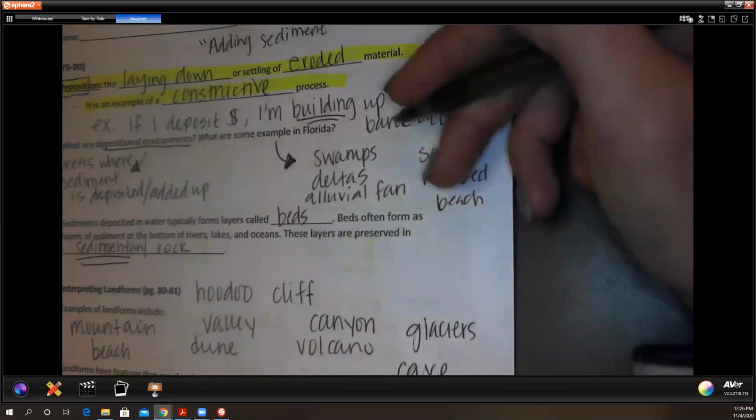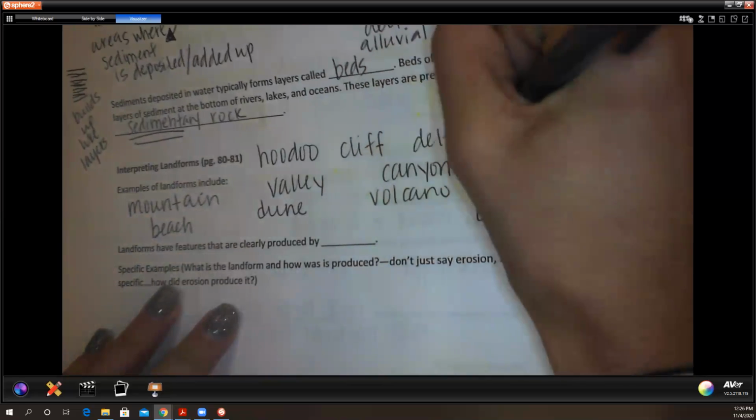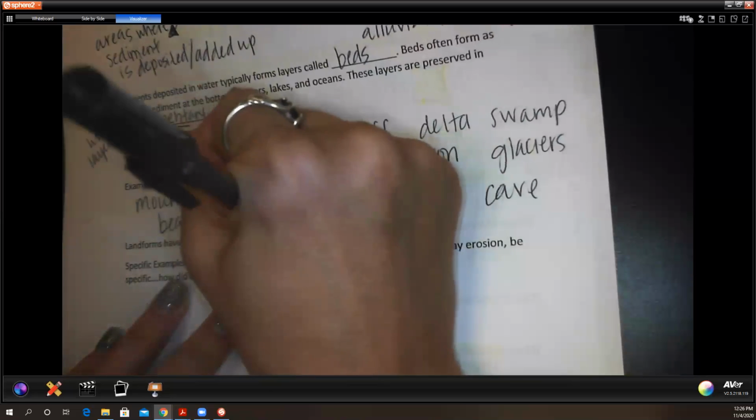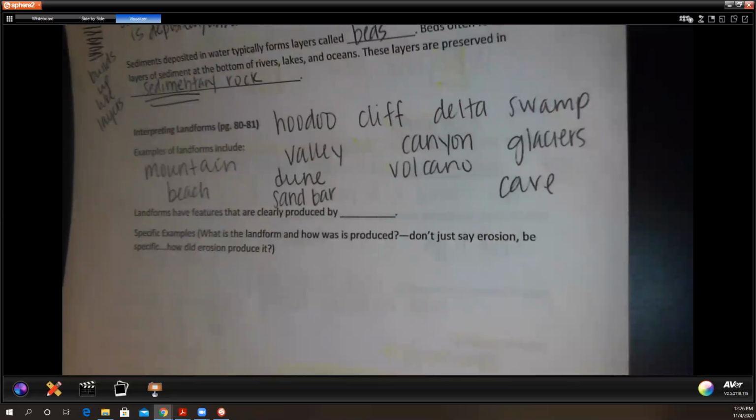If you were looking up above, we talked about some deltas. A swamp. A sandbar. There are a lot of different landforms. Plateaus. A plateau looks like a mountain, but the whole pointy top was cut off.